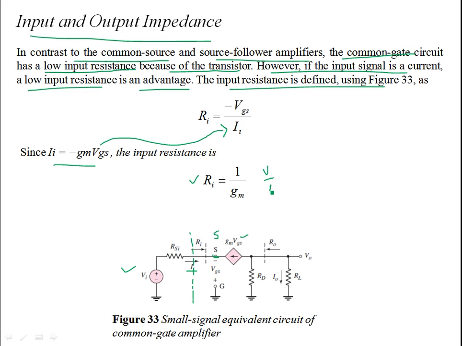So that is resistance. The resistance is usually small. It's 1/GM, and GM is not a very large quantity. So in practice, the input resistance will be limited to at most a few hundred ohms. So the input resistance is low for the common gate configuration, and it is only affected by the transconductance gain of the transistor. It depends on the transconductance GM of the transistor.